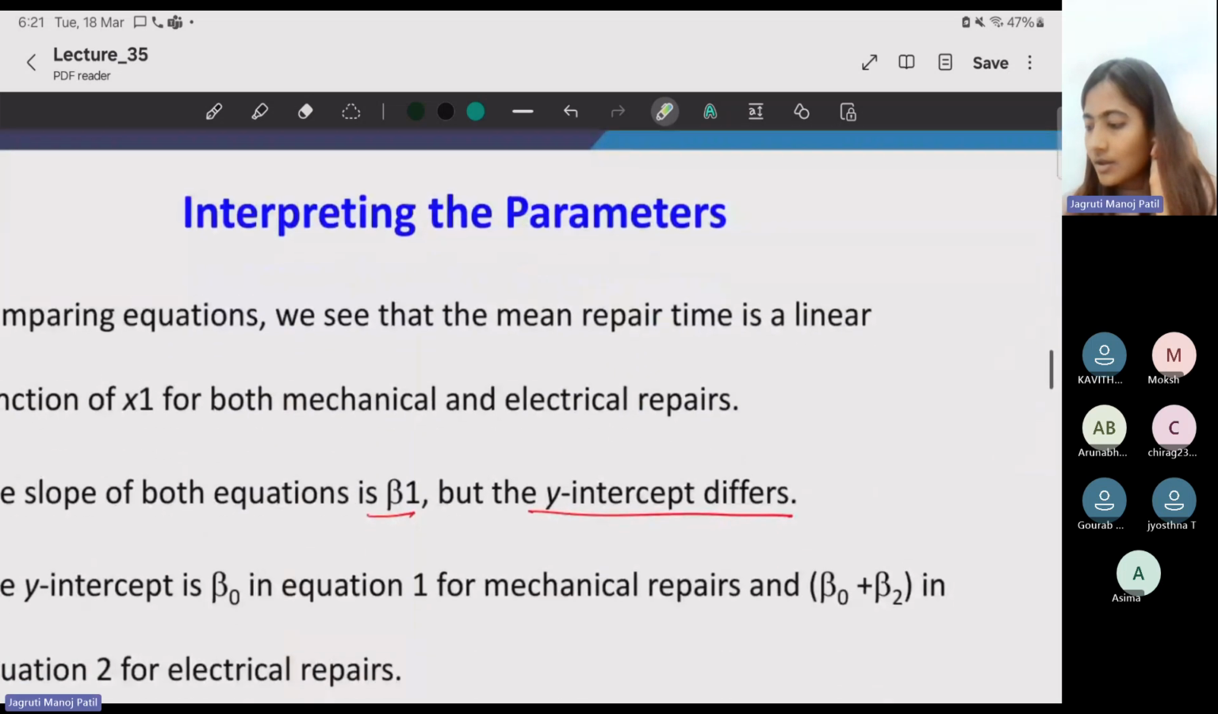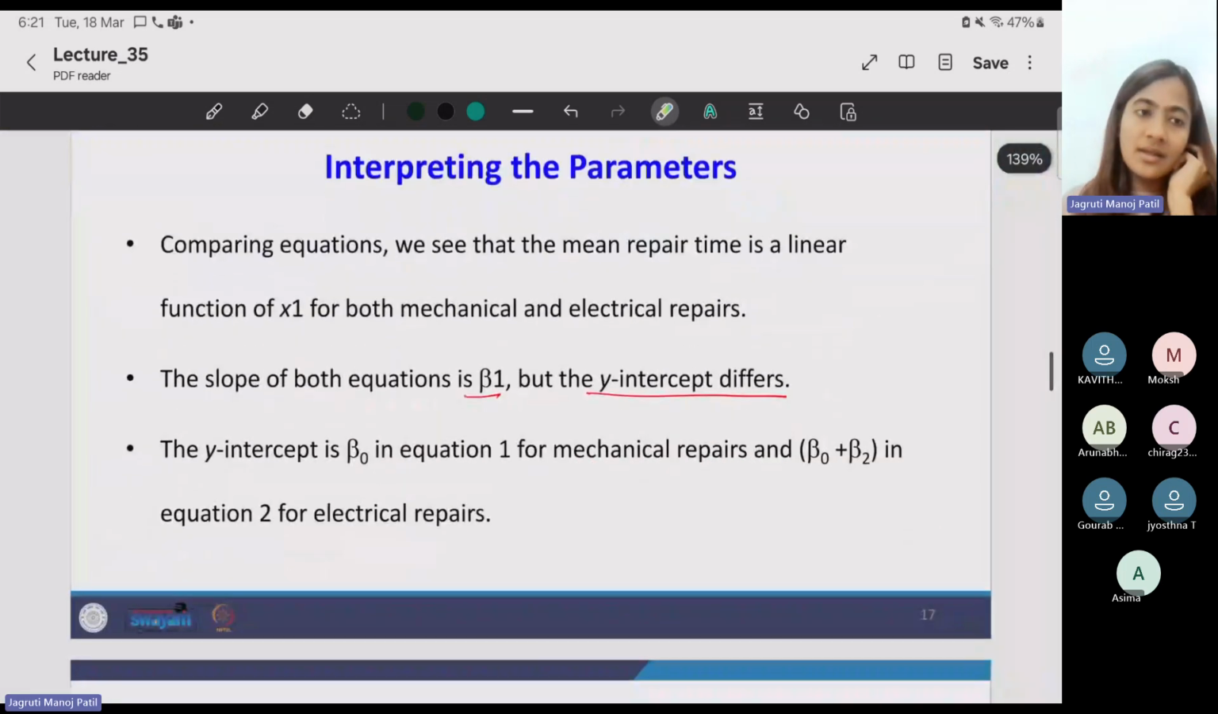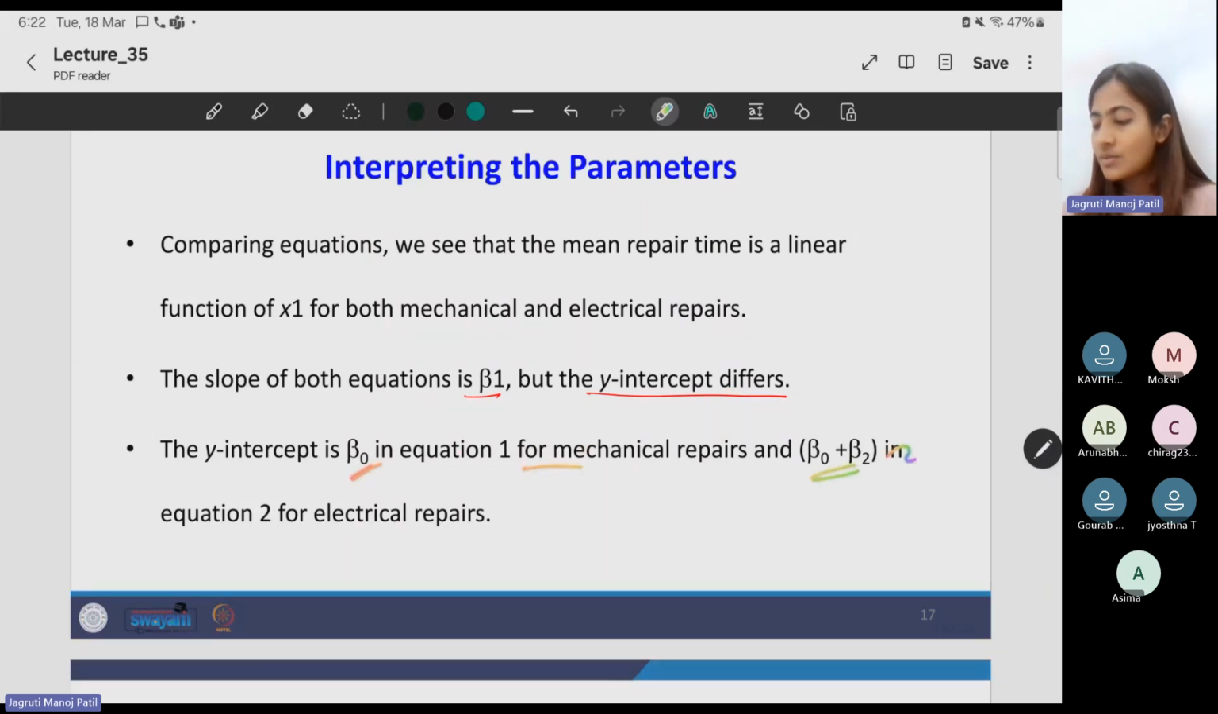Okay, so how do you interpret these parameters? Both of these equations will have a similar slope because eventually you're looking at the same data set, but ignoring different variables. So their slope would remain the same, and only the intercept, from which a particular point is starting, will differ in your equation. So if your intercept is beta naught in equation 1 for mechanical, it would be beta naught plus beta 2 for the other equation. These are nothing but your regression coefficients.